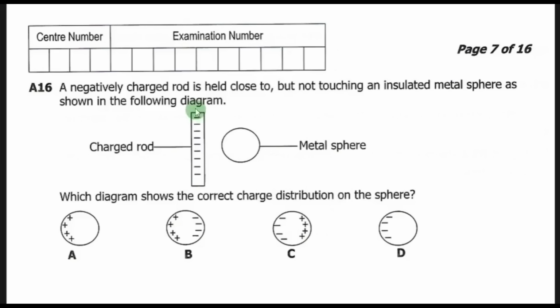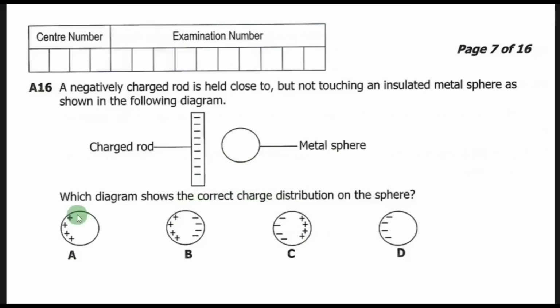So we have here a rod which is negatively charged, with those minus lines meaning it is charged negative. And this is a metal sphere, labeled here. They've held this negatively charged rod close to the metal sphere but not touching it, an insulated metal sphere. They're saying it is insulated, though they did not indicate it here. We usually indicate its insulation.